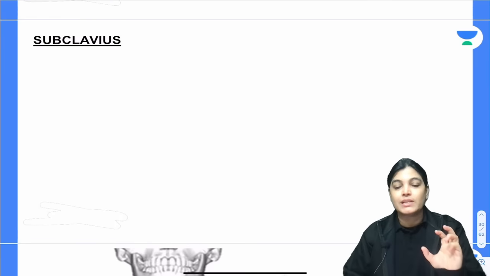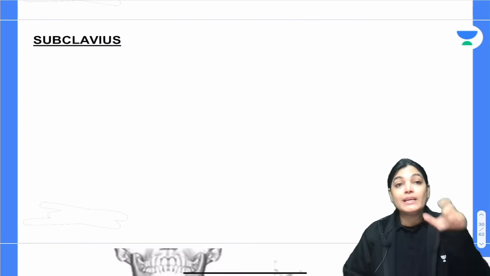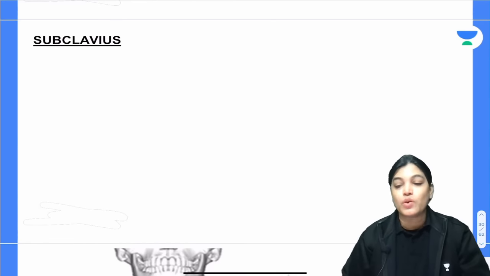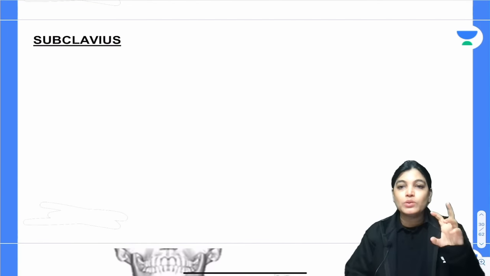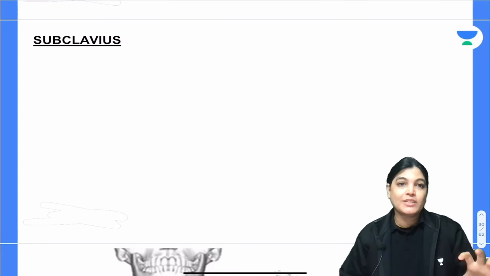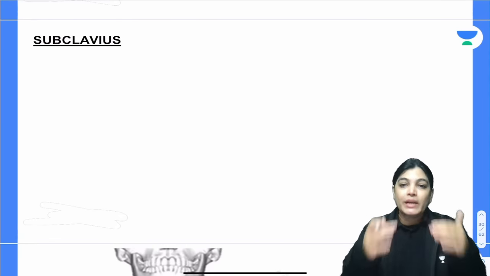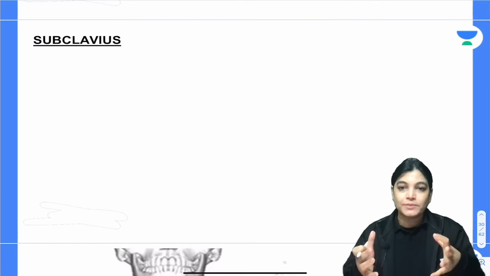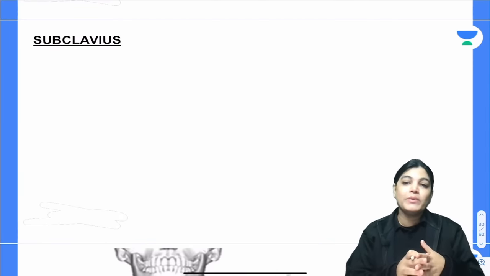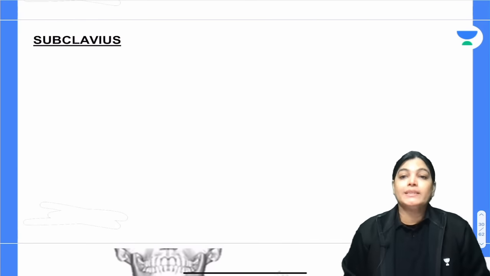It's a very small muscle, and you have to see the inferior aspect of the clavicle. There is a subclavian groove. There you can see the small piece of muscle that is called the subclavius muscle. So you have to do the dissection slowly, take your time. Do a neat dissection to visualize the subclavius muscle. After having the theory knowledge of the muscle's location, if you proceed to the dissection hall, your concepts will be clear, and you will enjoy the dissection part.